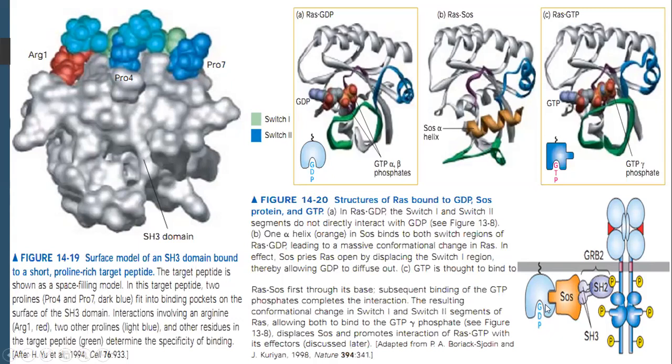Now look at this Ras protein. This is actually the Ras protein. These are the 3 conformations in this Ras protein. If you look at these diagrams, there are 3 conformations: when Ras is associated with GDP, when Ras has no GDP.